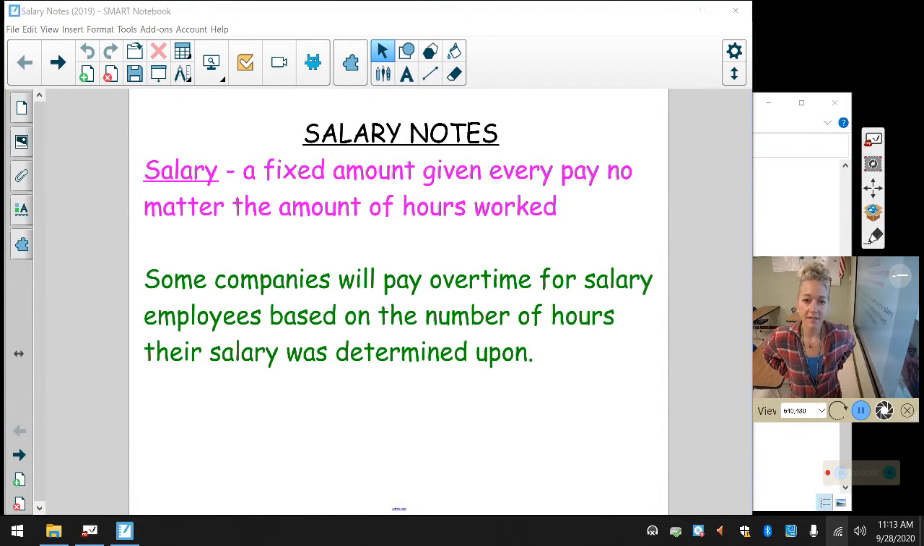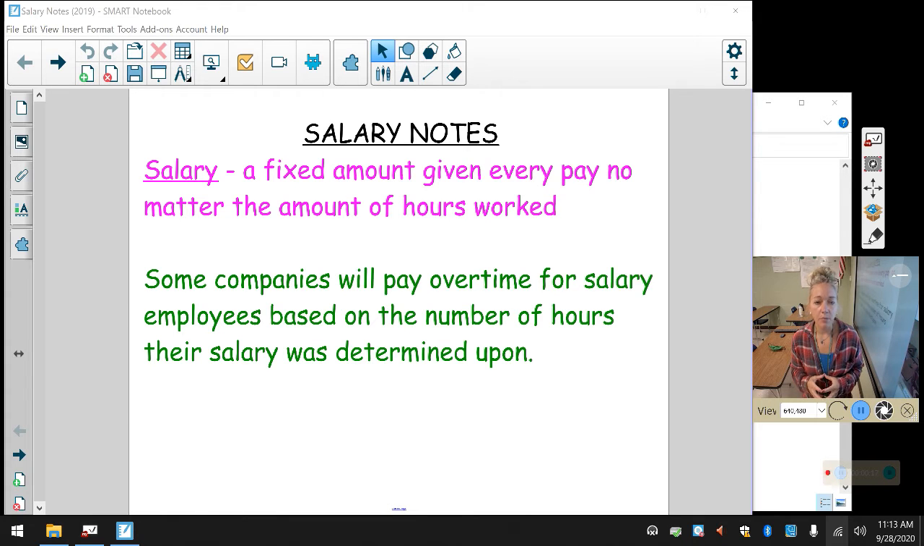Hi, let's go ahead and get started on our unit on salary. We just finished hourly pay, so now we're going to move to salary. Salary pay is a fixed amount given every pay, no matter the amount of hours worked.